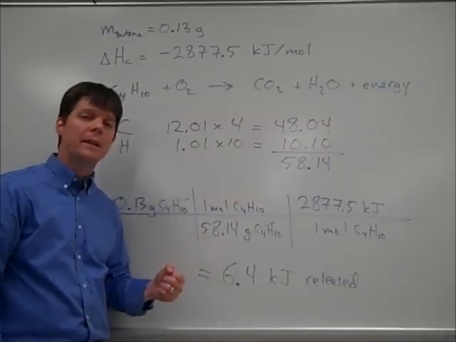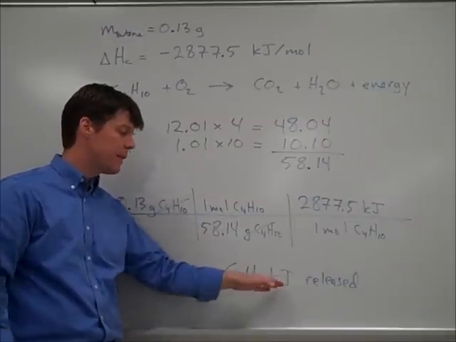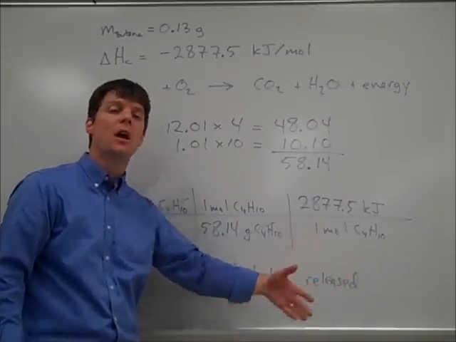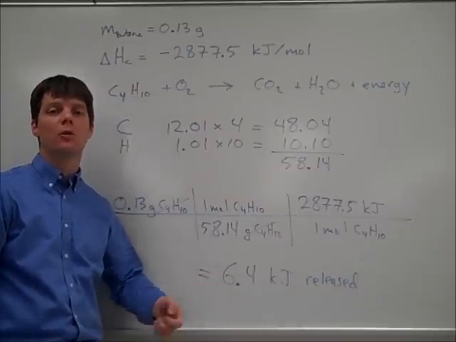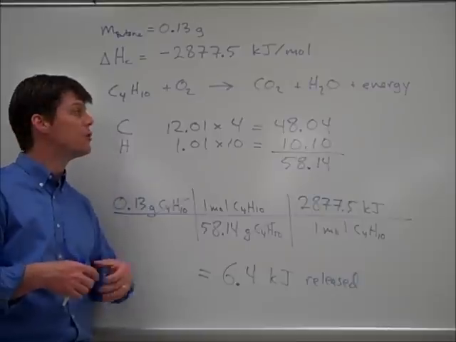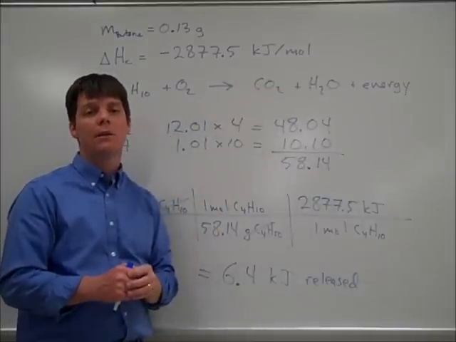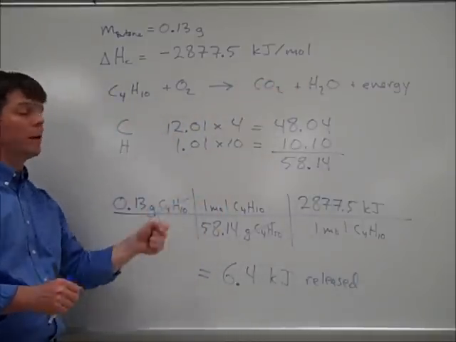Again, I'm going to indicate that this is an exothermic process by saying that the kilojoules of energy are being released. Another way of doing this would be to report a value of negative 6.4 kilojoules, indicating that the overall energy of the products is going to be lower than where the reactant started.